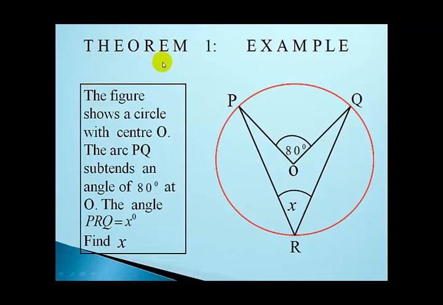Now, let's look at this example. The figure shows a circle with center O. So the center of the circle is O. The arc PQ sustains an angle of 80 degrees at the center. That is the angle as shown.